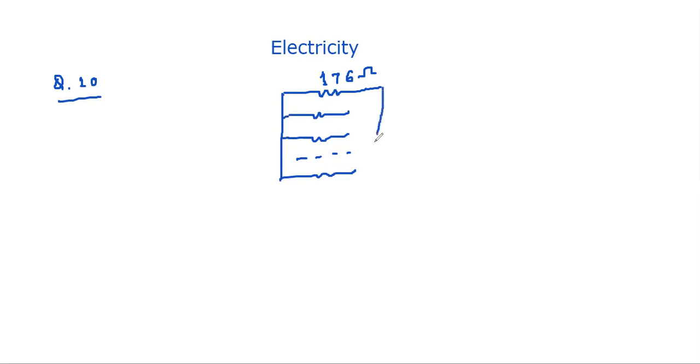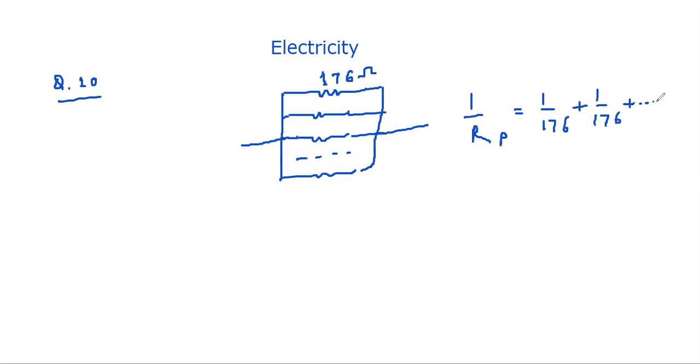So we find equivalent resistance. So 1 upon Rp is equal to 1 upon 176 plus 1 upon 176 plus dot dot n times. So this will give n upon 176, which is 1 upon Rp. So we get Rp equals 176 divided by n.